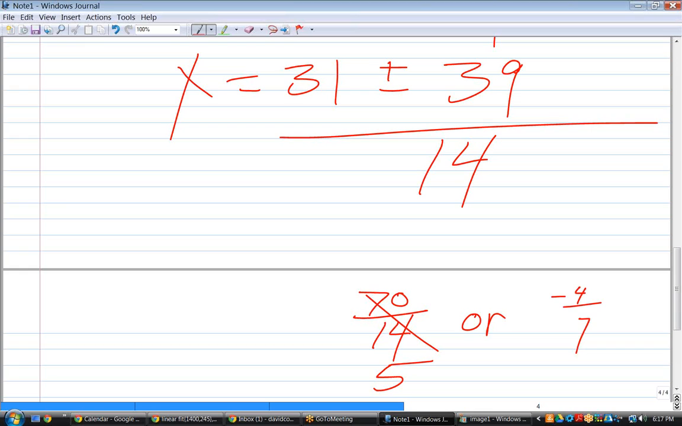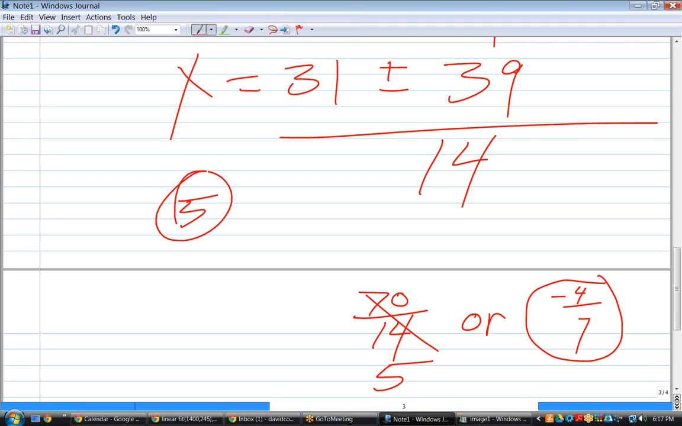Better to put it as a fraction. The reason it's better to state it as a fraction is because that guarantees precision. If you give me the decimal value of that, you're rounding it off. So the best answer for this test is 5 and negative 4/7.